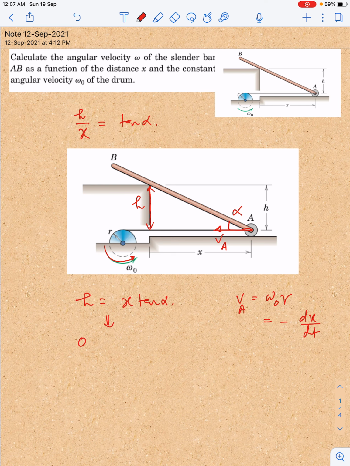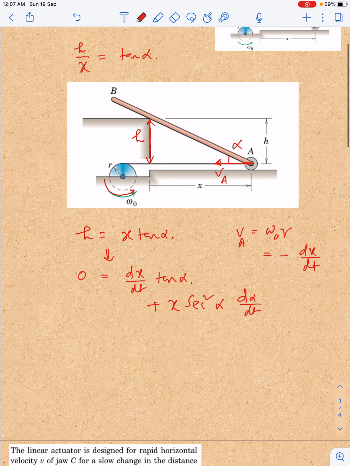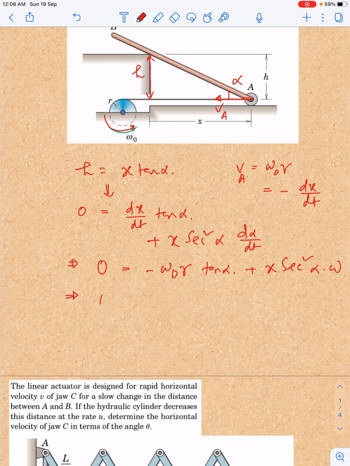If I differentiate this with respect to time, we will get dx by dt into tan alpha plus x secant square alpha d alpha by dt. Now I can write dx by dt as minus omega naught r, so we have minus omega naught r into tan alpha plus x secant square alpha d alpha by dt, where d alpha by dt is nothing but omega, the angular velocity of the rod. So omega naught into r tan alpha is equal to x into omega secant square alpha, meaning 1 plus tan square alpha.